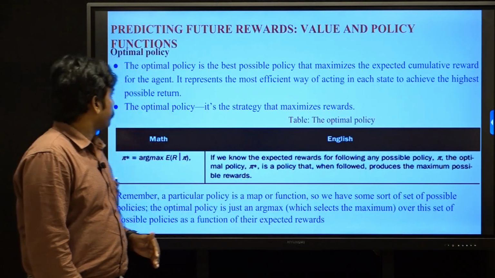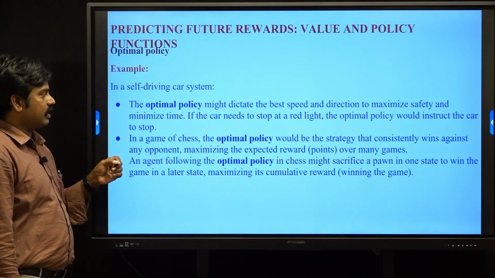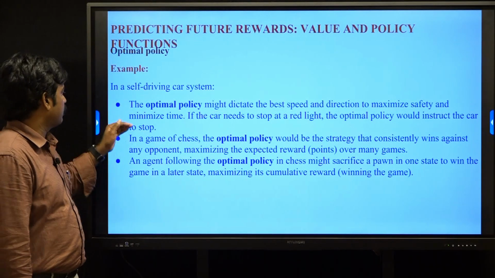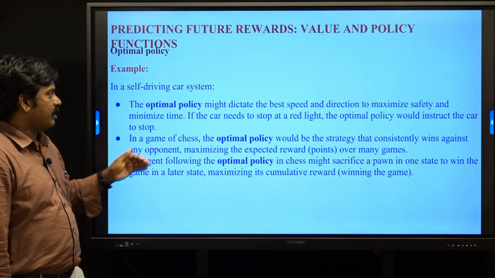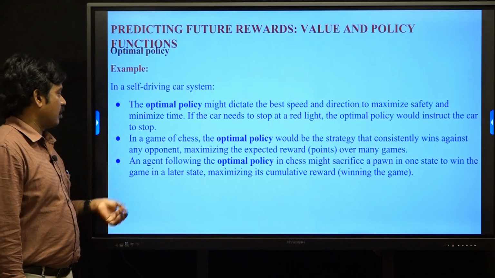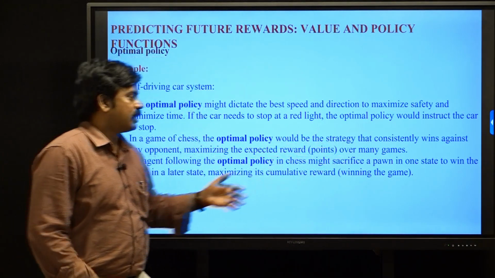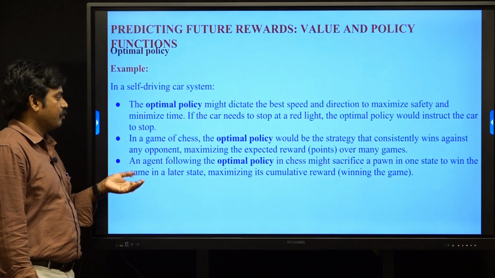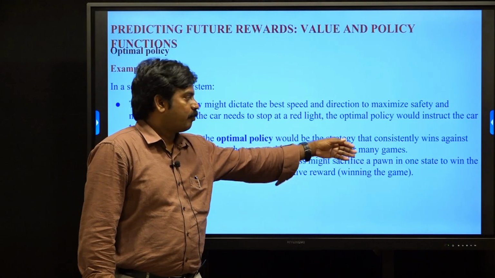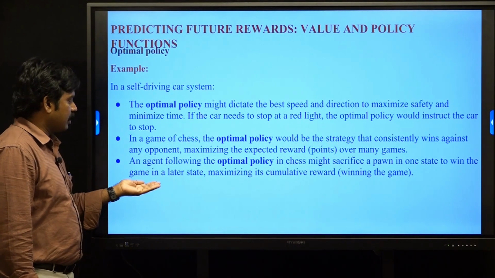For example, in a self-driving car system, the optimal policy is the best speed and direction to maximize safety and minimize the time. If the car needs to stop at a red light, the optimal policy would instruct the car to stop. In the game of chess, the optimal policy would be the strategy that constantly wins against any opponent. That is the optimal policy. An agent following the optimal policy in chess might sacrifice a pawn in some state to win the game finally in a later state.